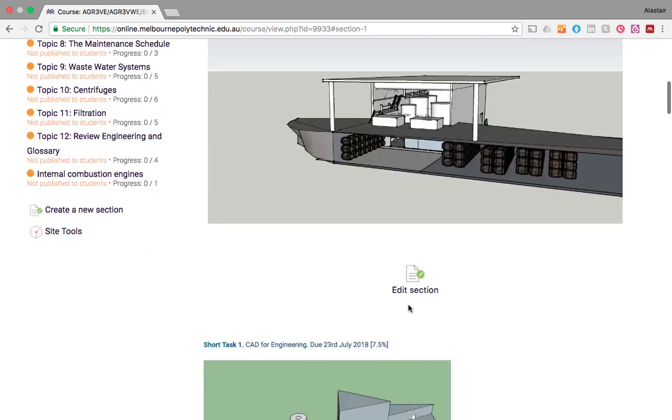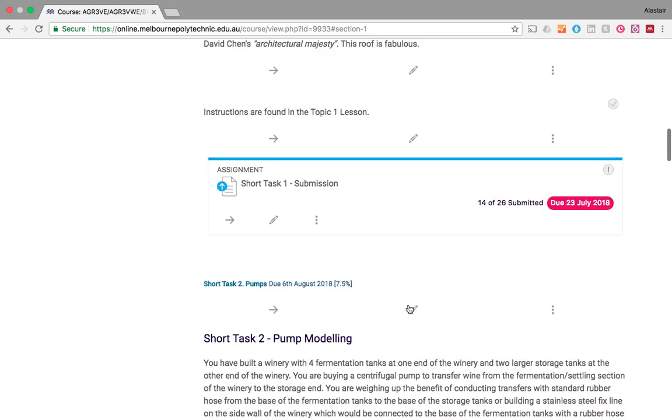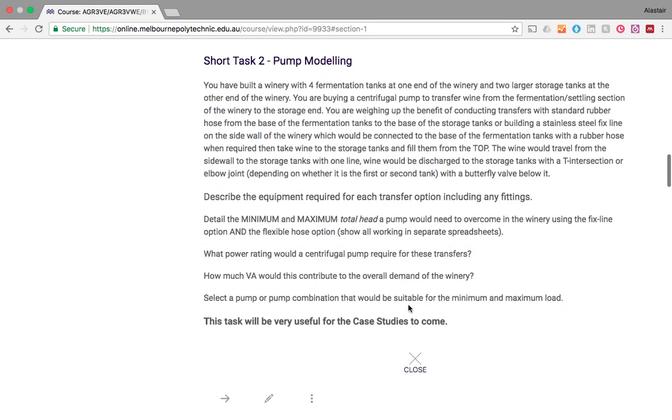Move to the assessments window, and we go to short task 2, pump modeling. And this starts off by saying we've got our facility, which we've developed in short task 1, 4 fermentation tanks on one end of the winery and 2 on the other end of the winery. We want to move liquid from one to the other. It doesn't actually say how much liquid is in each, so we just have to assume, based on the information we're provided, what's needed.